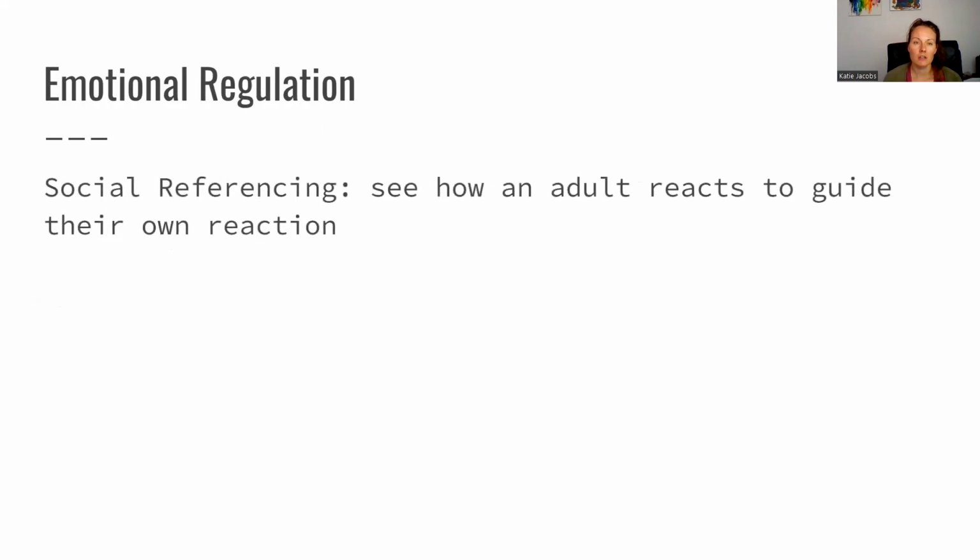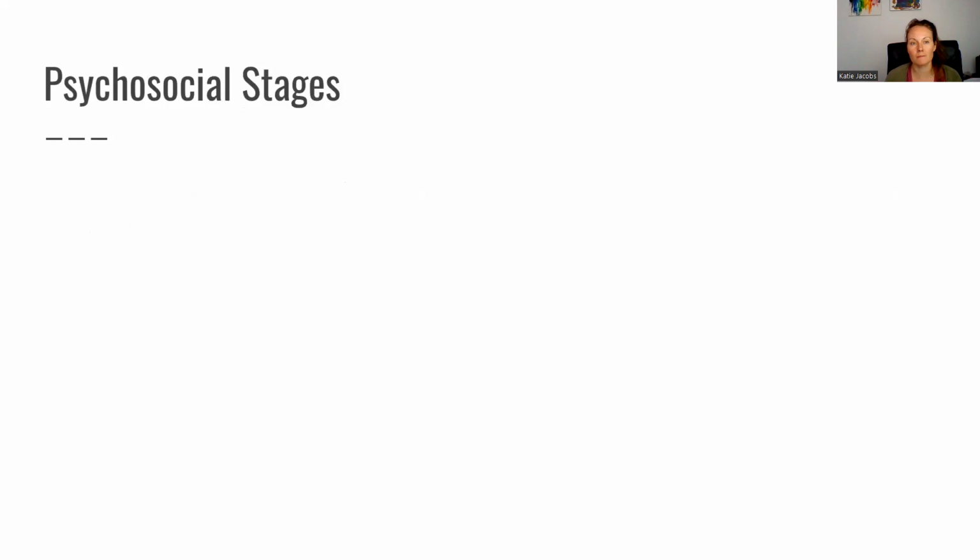Emotional regulation. Kids when they're little will actually reference an adult to see how they react to guide their own reaction. So if a kid thinks that the parent's terrified, they're going to be terrified too. Or if a parent's smiling, they'll probably smile back. If something happens and someone jumps out, they might look at the parent real quick to see if the parent's scared. And if the parent's scared, they believe that they should be scared as well. So that's how they regulate their own emotion.